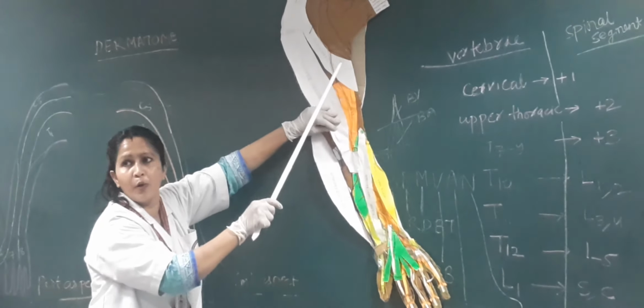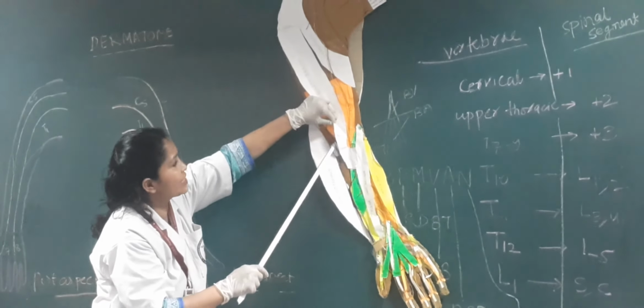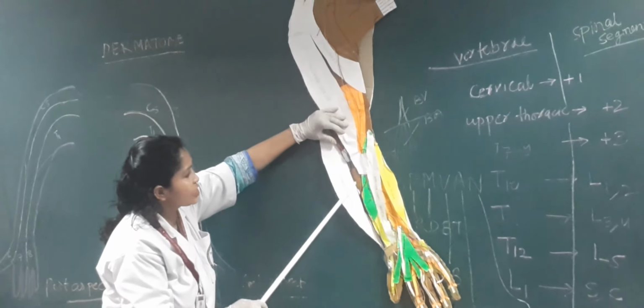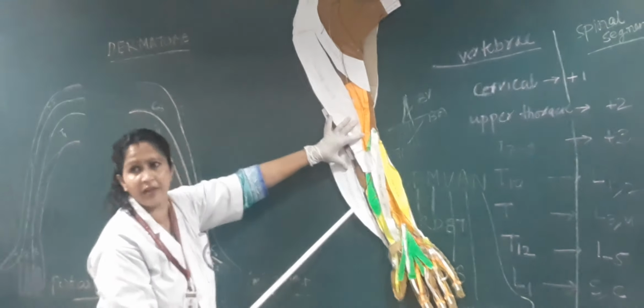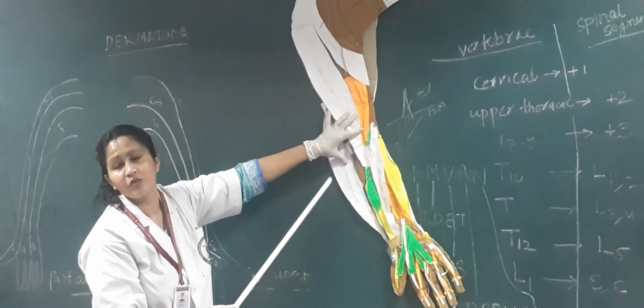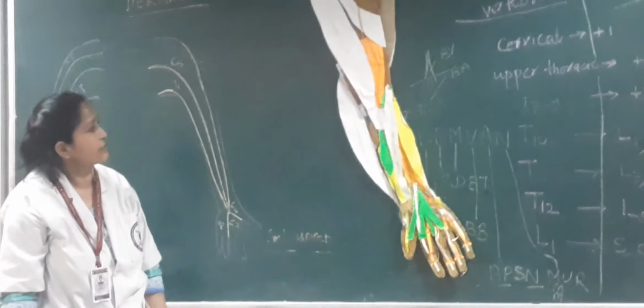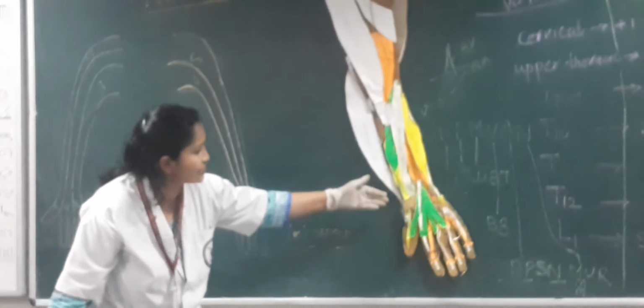So now just below the elbow joint it pierces the deep fascia and becomes superficial, and takes the responsibility for the cutaneous sensation on the lateral aspect of the forearm. So the lateral cutaneous nerve of forearm is the branch of the musculocutaneous nerve, and it ends at the ball of the thumb.